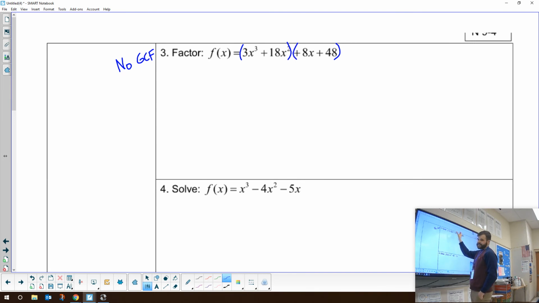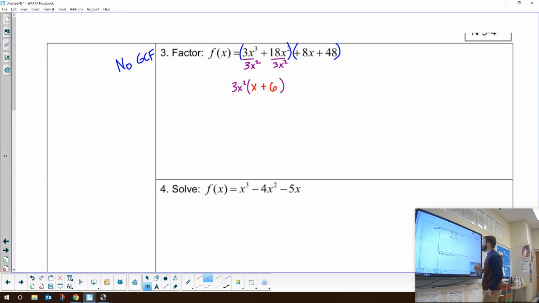I'm going to pull out a GCF of the first 2. So we're going to pull out a 3x squared, right? That's my GCF for the first 2. 3x squared. All right, so we'll have a 3x squared out in front times 3x squared divided by 3x squared is x. 18x squared divided by 3x squared is 6. So we'll have x plus 6.